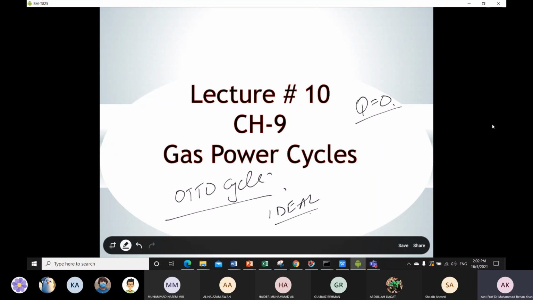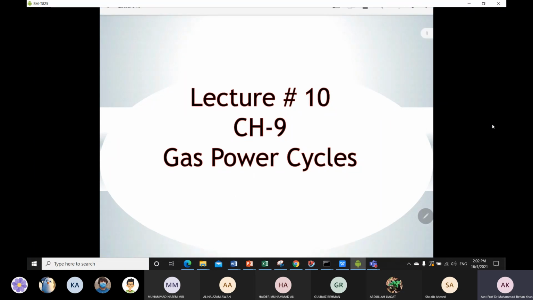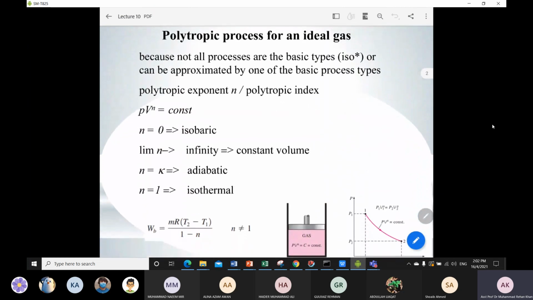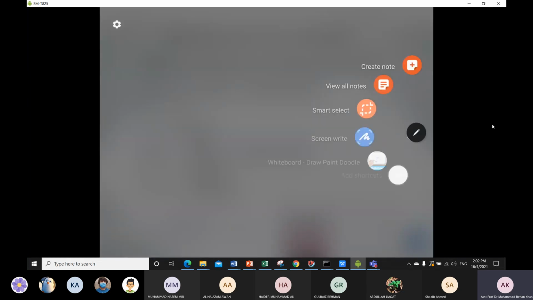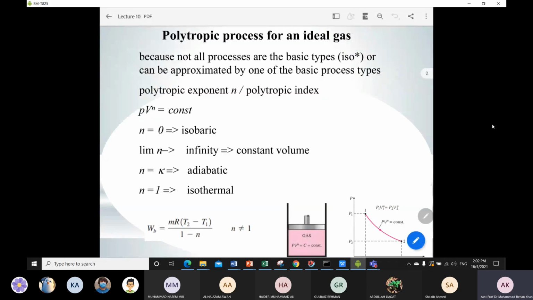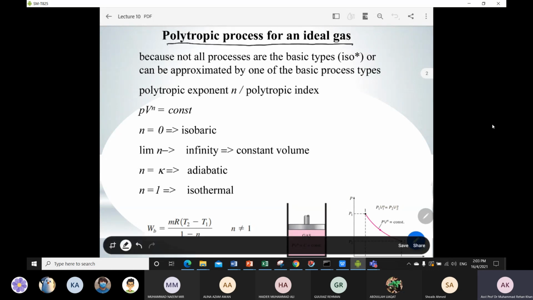In order to represent that non-adiabatic process for the real cycle, we have to use the term polytropic process. Let's see what this process is. In the polytropic process, the entropy change is not equal to 0, and this also comes from chapter number 4. I hope you all have an understanding of the polytropic process.